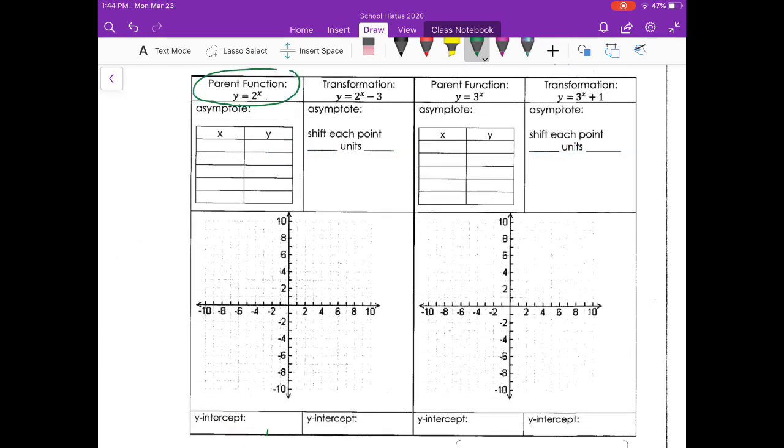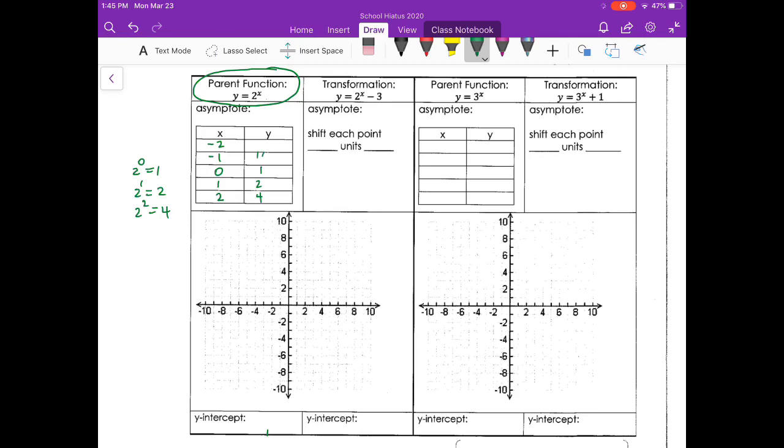For this first example, we're going to use the parent function y equals 2 to the x. I'm going to complete the table, but hopefully at some point you'll start to understand the pattern that's happening for each of these parent functions determined by the base of the function. Here the base of the function is 2, and so we're working with powers of 2. 2 to the 0 power is 1. Anything to the 0 power is 1. 2 to the first is 2, and 2 squared is 4.